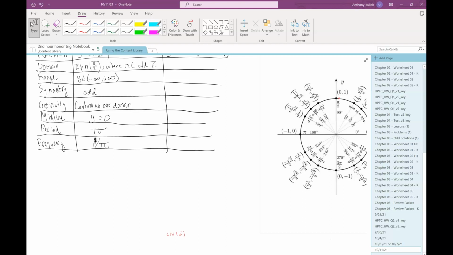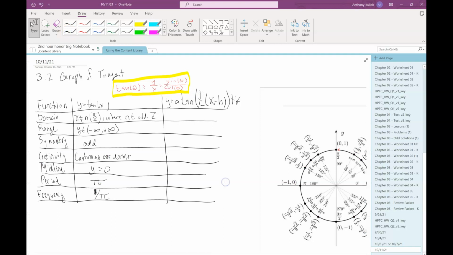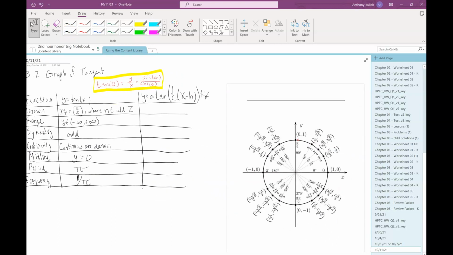So let's talk about what's going to happen for the transformation of tangent. So the domain here is going to change, right? So what's going to change the domain? Will a vertical stretch change it? No, right? Pulling up and down isn't going to change where those asymptotes are, because if you pull it up and down, the asymptotes don't change direction. A vertical shift isn't going to change the domain.